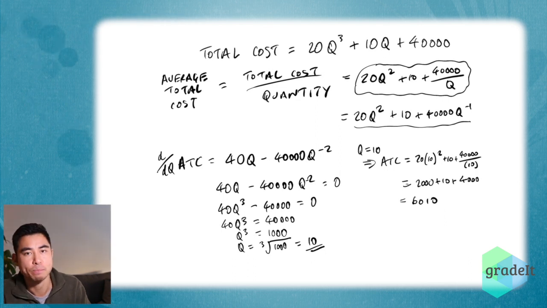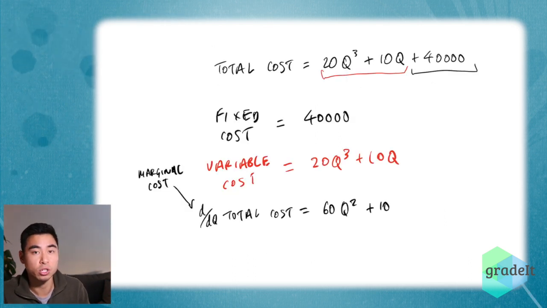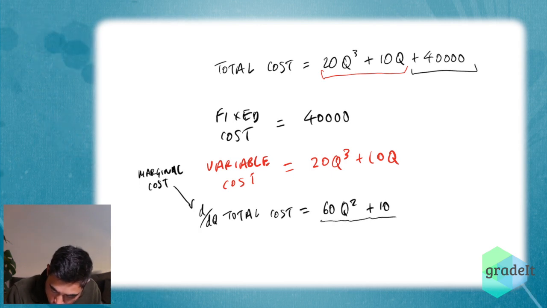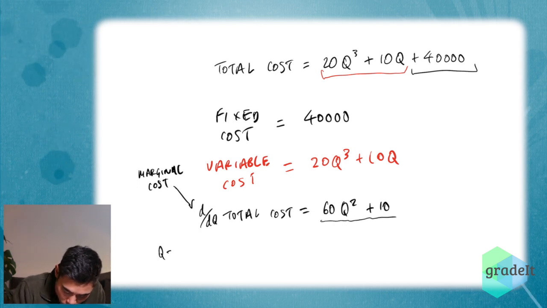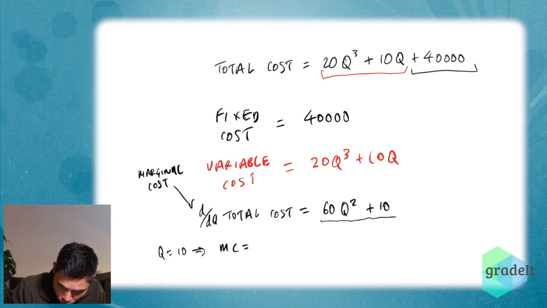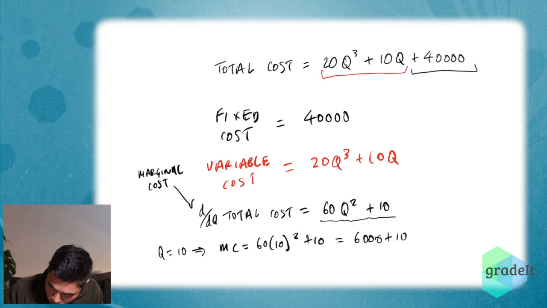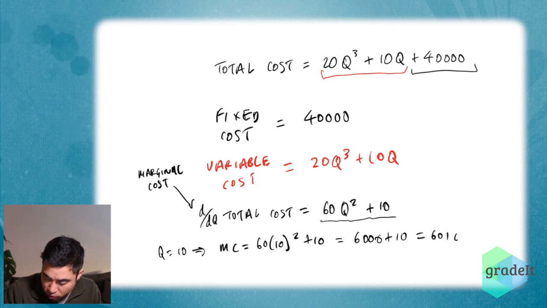6,010. So now to answer the last bit of the question, what is marginal cost at the point of productive efficiency? So I've got my marginal cost function here, and all I'm going to do is substitute in that quantity of 10 that we worked out into my marginal cost function. So I get 60 lots of 10 squared plus 10, which gives me 6,000 plus 10, which gives me 6,010.